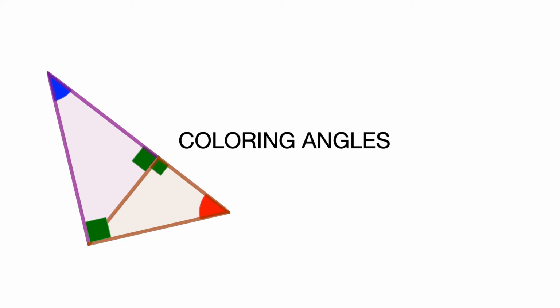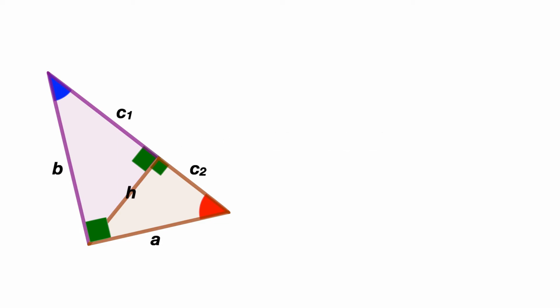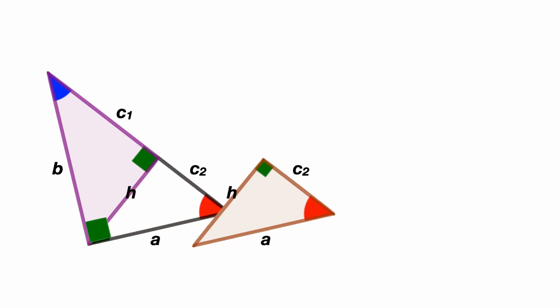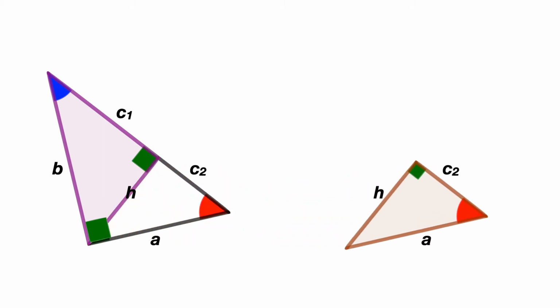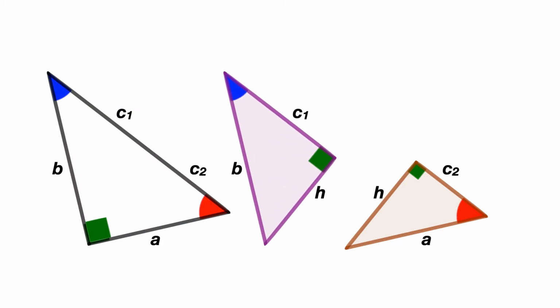So, now we've created two smaller triangles. And altogether we have three right triangles. And let's color all the angles that we can see. In addition to those angles, let's label every segment that we can see. And let's break apart the triangles to better analyze the situation.